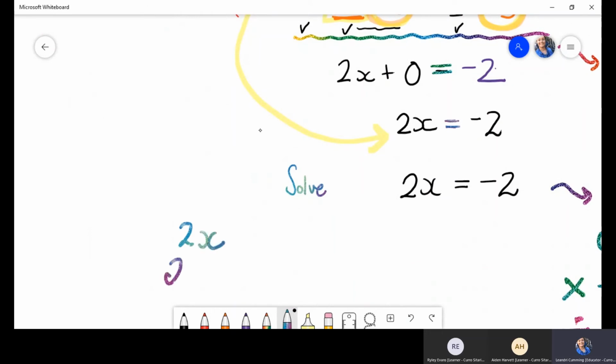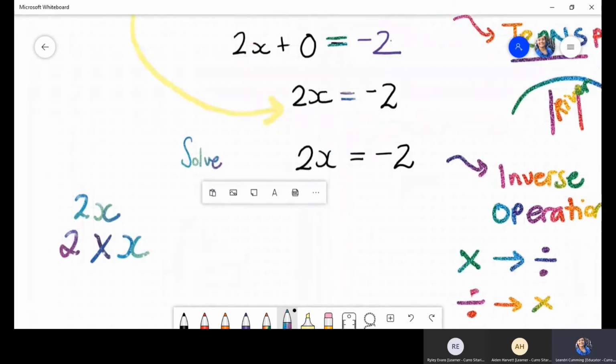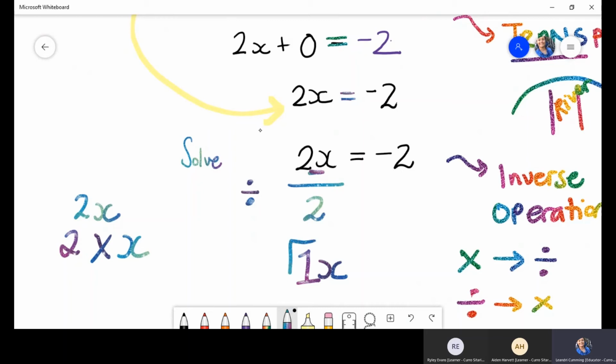2x is the same as 2 times x. So what would be the opposite of times right here? Surely it will be the division of 2. I don't ever divide by x because I want to solve x. If I divide by x, I'll lose x. But I want to solve for x. So I want to solve for 1x, not 2x or minus 3x. I want a coefficient, the number in front of my variable, to be 1. Therefore, I divide by whatever is in front of my variable.